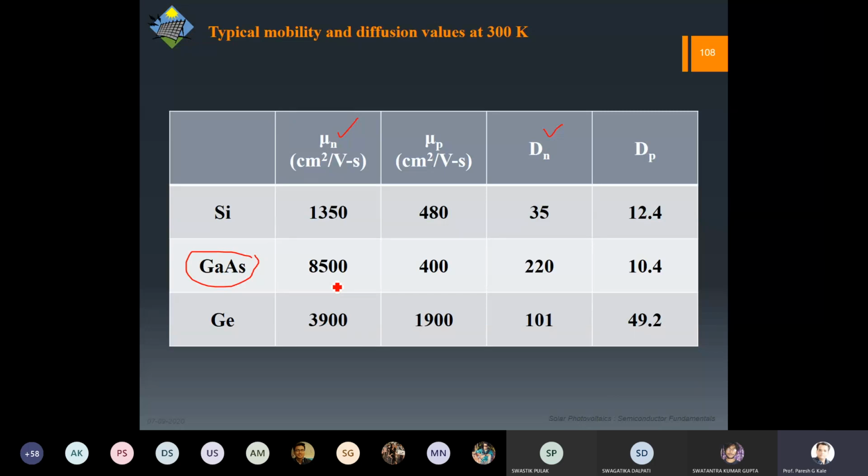The cost of gallium arsenide itself is quite high as compared to silicon. So you have to remember these values, at least for silicon. At least you should use roughly these values, so it is better to remember them. I will not be giving these values as data at any point of time.